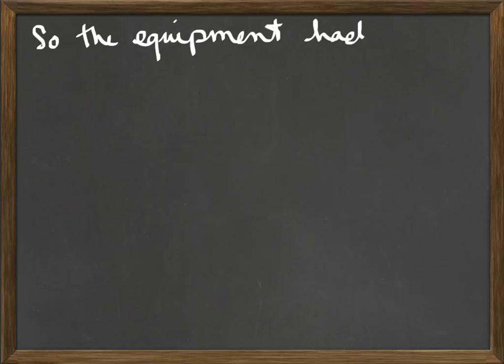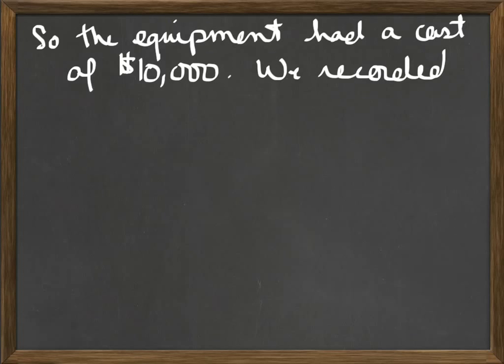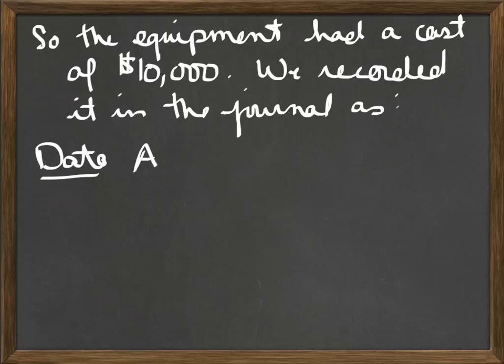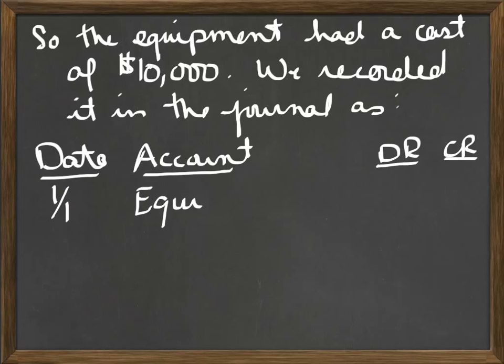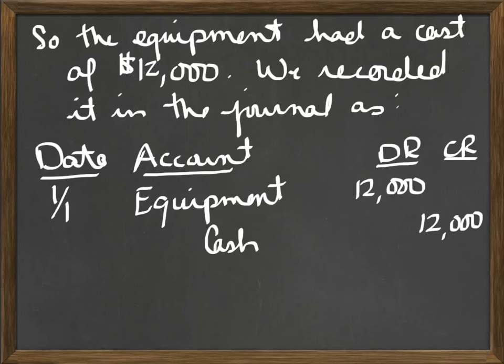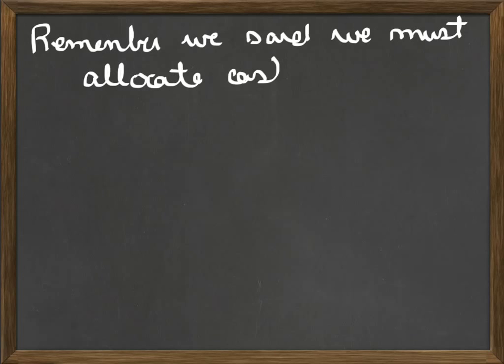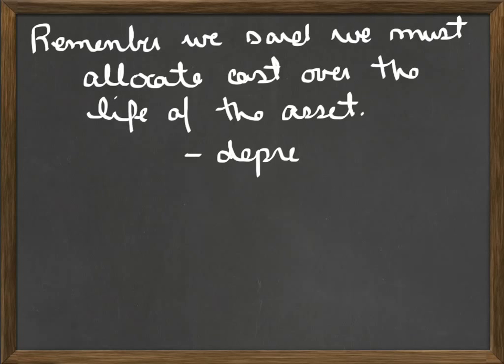Okay, so let's get back to our starting point, and we're actually going to look at the units of production method for depreciation. So remember again, we purchased that equipment on January 1st, and it cost $12,000. We debited equipment for $12,000, and we credited cash for $12,000. So now, we said we must allocate the cost over the useful life.